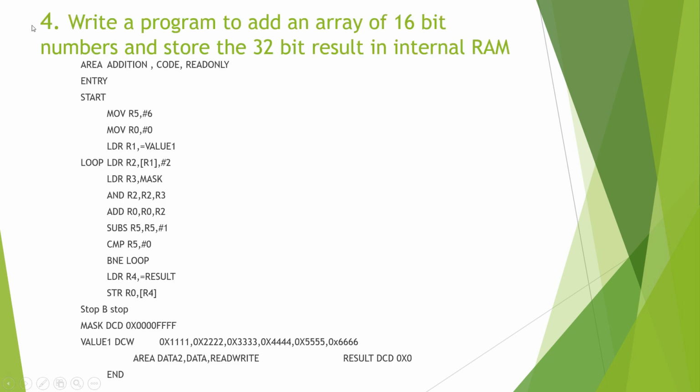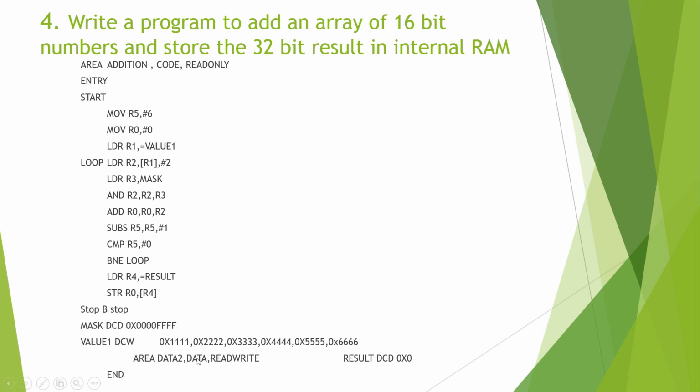The program is: write a program to add an array of 16-bit numbers and store the 32-bit result in the internal RAM. That means we have an array of 6 numbers, given with the data reservation directive DCW, indicating that we are allocating half words aligned on a 2-byte boundary. These are the 16-bit numbers in an array named value 1.